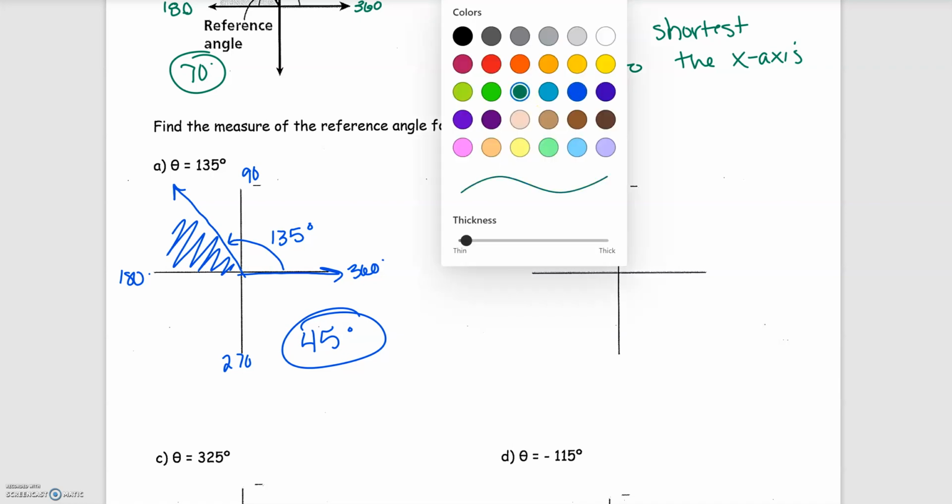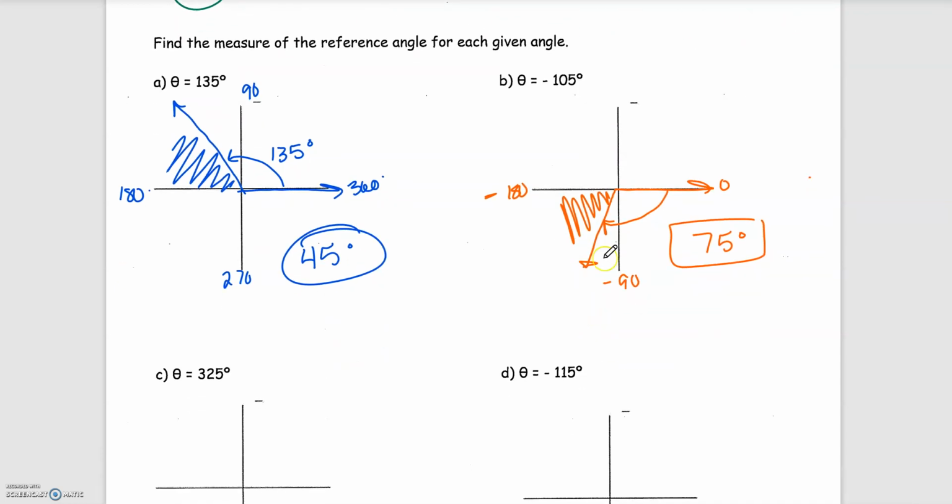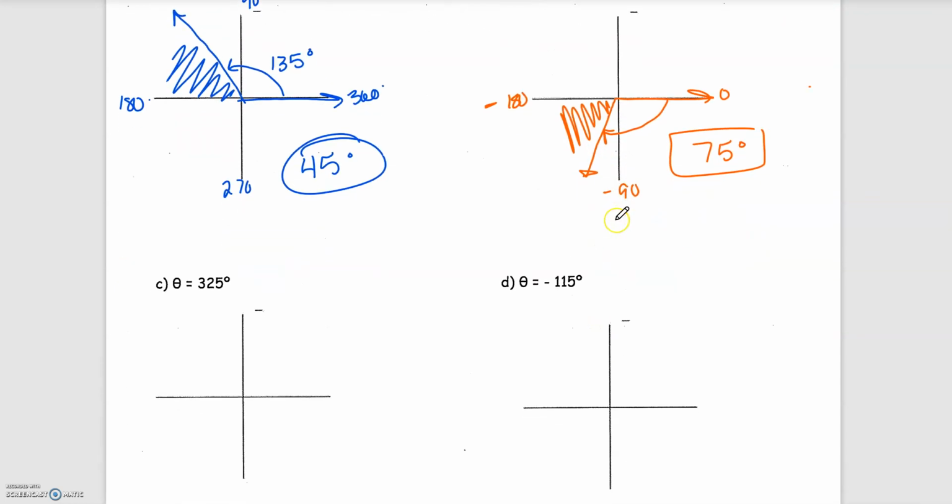Here we have our negative 105. We're going to go clockwise, and a little too much there. So we're only 15 past. And here's our negative 180, and it's this here to get to, again the closest, negative 180, negative 90. And so we are 75 degrees. Again, always positive, and it is how much away from the x-axis.